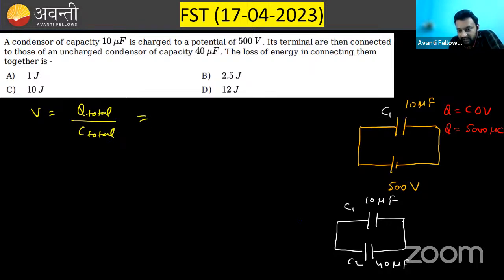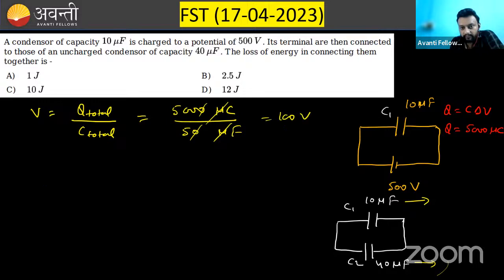So Q total on this system: this was uncharged, and this was charged by what amount of charge? 5000 microcoulomb. So total charge of the system is 5000 microcoulomb, divided by total capacitance, which is 40 plus 10, that is 50 microfarad. You can see micro and micro will cancel, zeros will cancel, and it will be 100 volt. So the common potential of this system is 100 volt.